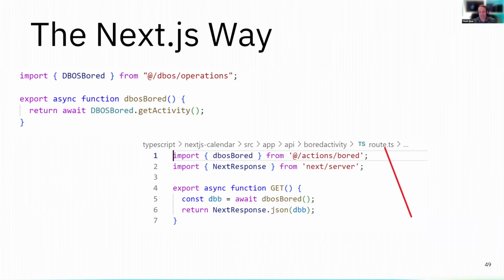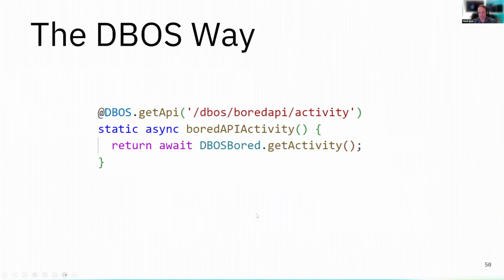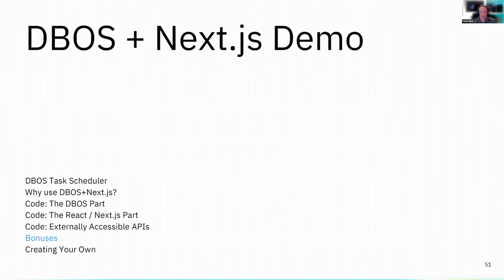So how would we host an API like that in DBOS? Well, if you want to do it in Next, you go make an action like we have, and then you go put a route.ts file in the right spot in API bored activity, say, that calls it. That's not too bad, but in DBOS, all we have to do is put that decorator in and give it a URL and it's ready to go. And when you do it the DBOS way, this is a pretty simple example, but it does do validation of the arguments and some other useful things for you. So yeah, try it this way if you don't like the Next way.